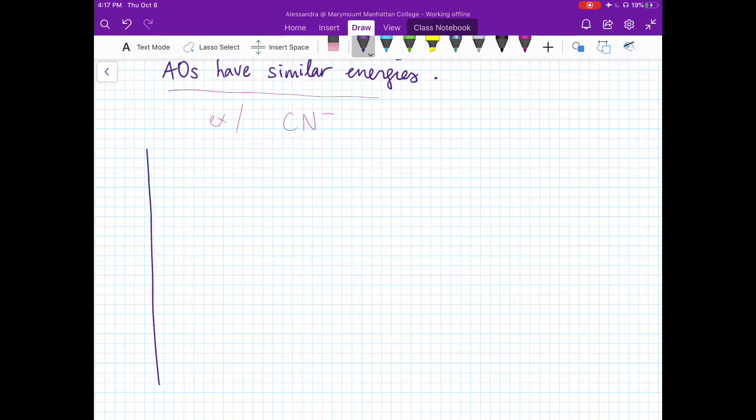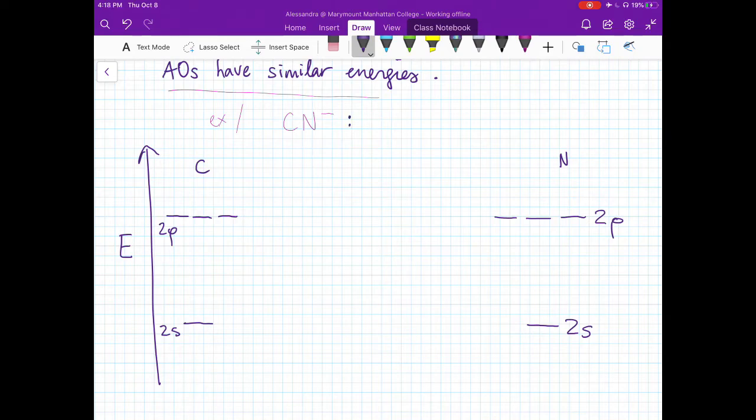So carbon and nitrogen are right next to each other in the periodic table. And that means that carbon and nitrogen's atomic orbitals are going to be really similar in energy. The three 2p orbitals on carbon are going to be very similar to the three 2p orbitals on nitrogen. Similarly, the lower energy 2s orbital on carbon is going to be similar in energy to the 2s orbital on the nitrogen. So if I have CN minus, how many electrons do I have?